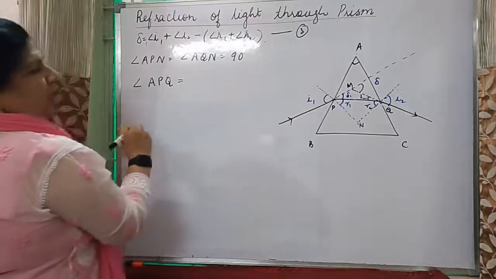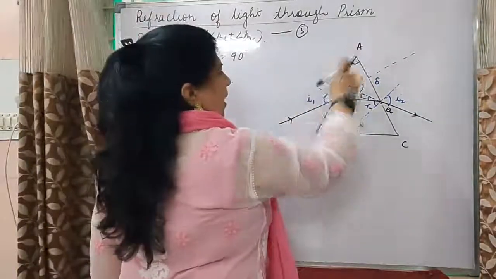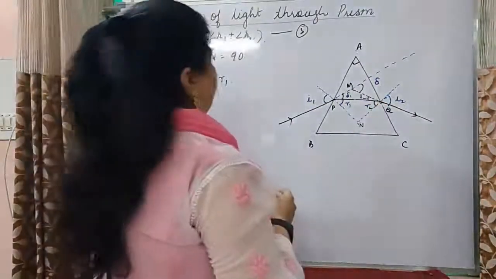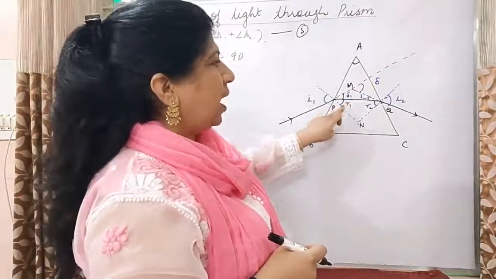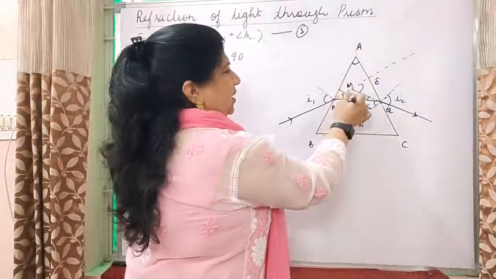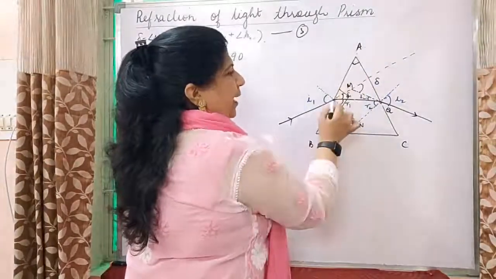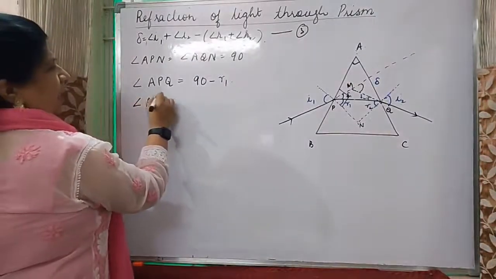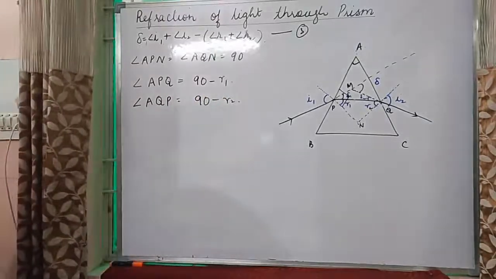So angle APQ will be equal to 90 minus R1. See, APQ will be what? 90 minus. Why 90 minus? This entire thing is your 90, okay. 90 minus R1 will be APQ. I hope it is clear, this angle is 90 and we are subtracting this part. So we are getting APQ, which is 90 minus R1, and angle AQP similarly is 90 minus R2. Okay.